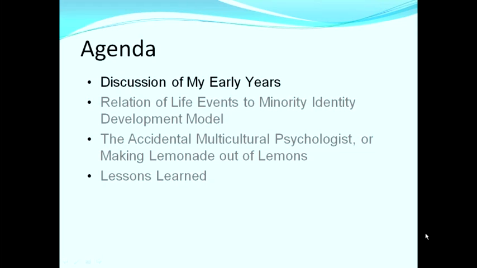I'm first going to talk about my early years, and then I'm going to relate it to the minority identity development model. The model I'm going to be using is a four-stage model. It was one of the very first models proposed by William Cross. The reason I like to use this model is because there's a parallel model that was developed by Joe Ponterotto on majority identity development, so I like to do the parallels between those two.